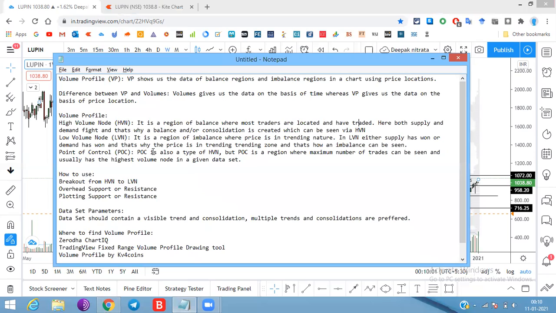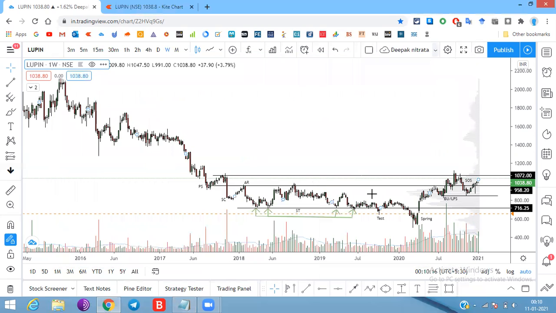Okay. Now what is point of control? Yes, point of control is also a type of high volume node, but point of control is the region where the maximum number of trades can be seen and usually has the highest volume node in a given data set. Okay, so I'll explain this to you.